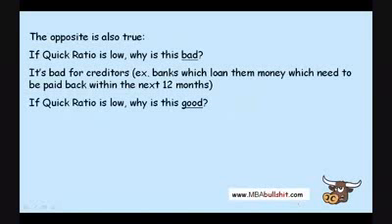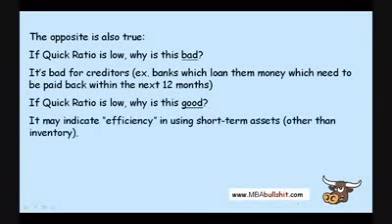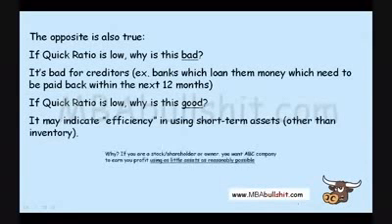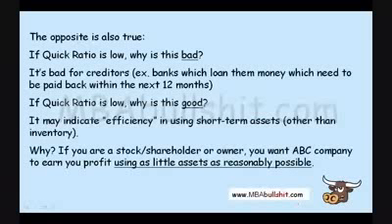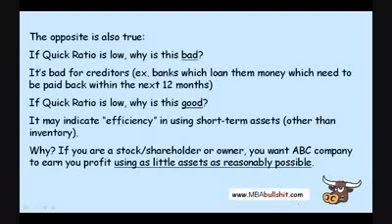If the quick ratio is low, it could be good, because it might indicate efficiency in using short-term assets other than inventory, of course, because it does not include inventory. If you're a stockholder or a shareholder, you want ABC Company to earn you profit using as little assets as reasonably possible. And if you have a low quick ratio, this indicates that maybe you're not using much assets, but you could still be earning a good amount of profit.